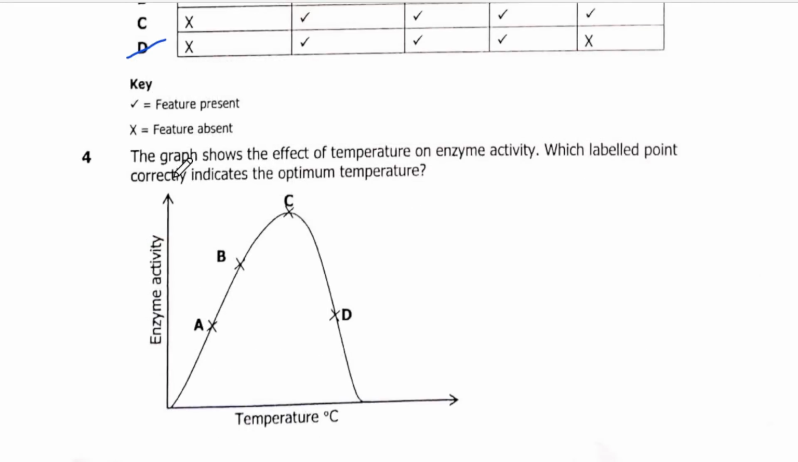Question 4. The graph shows the effects of temperature on enzyme activity. Which labeled point correctly indicates the optimum temperature? So the optimum temperature is the temperature at which the enzyme activity is the highest. So the highest here is at C. So that is the optimum temperature.